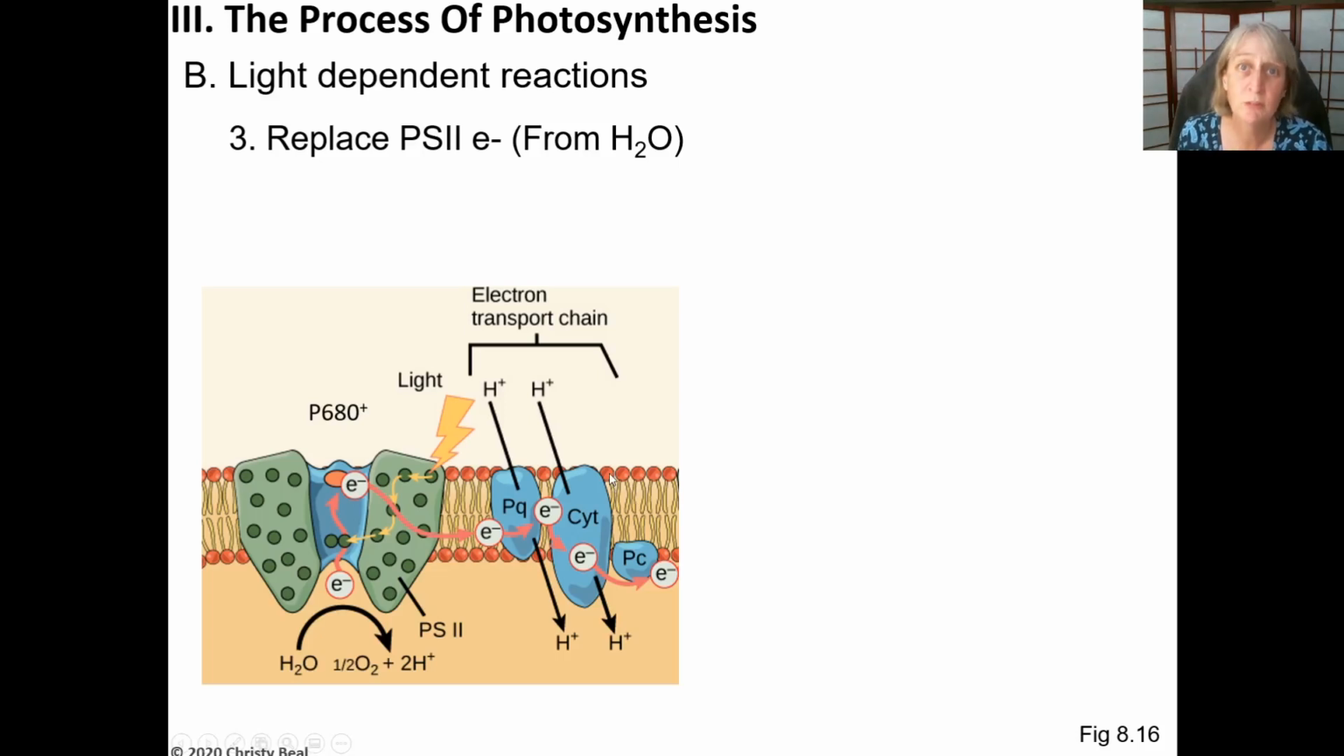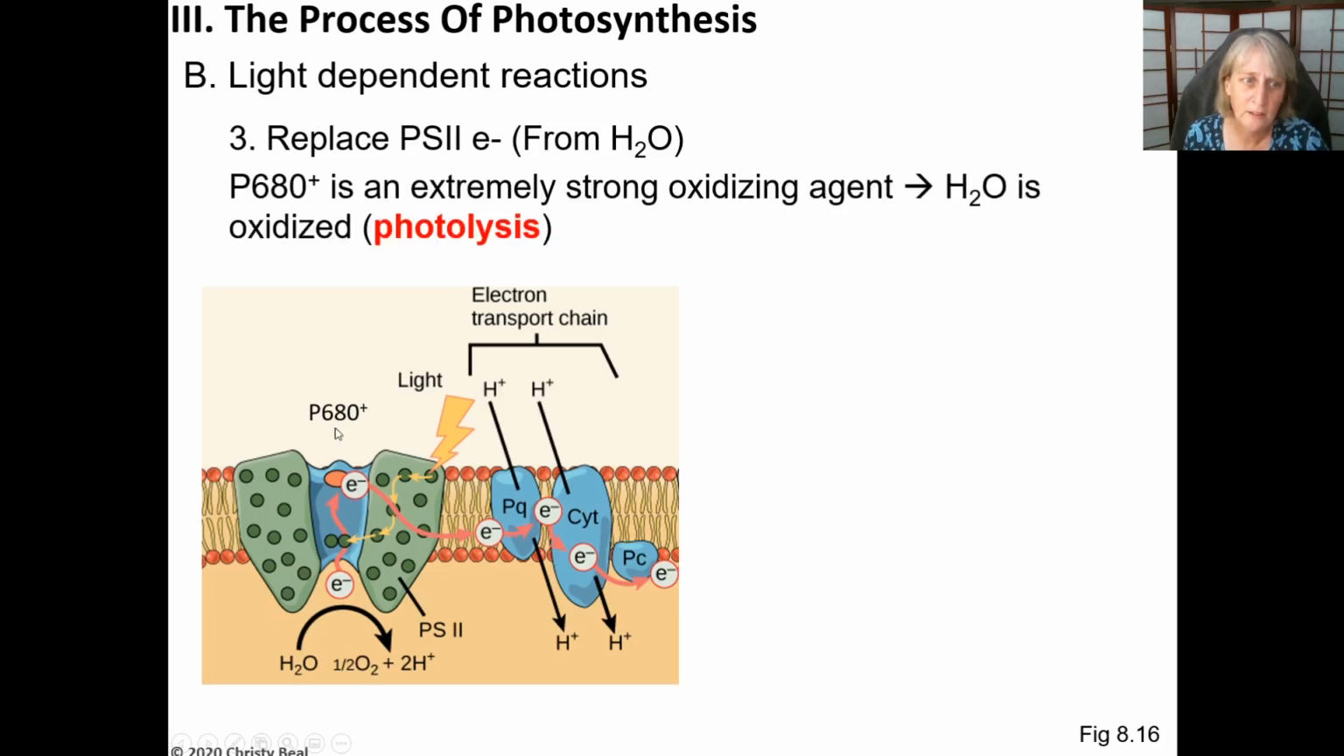But remember, I want this to flow. I want it to continue to happen. And P680 has already been oxidized. I can't continue to oxidize it to nothingness. I need to reduce it before we can do it again. I reduce this with water and the electrons from water.